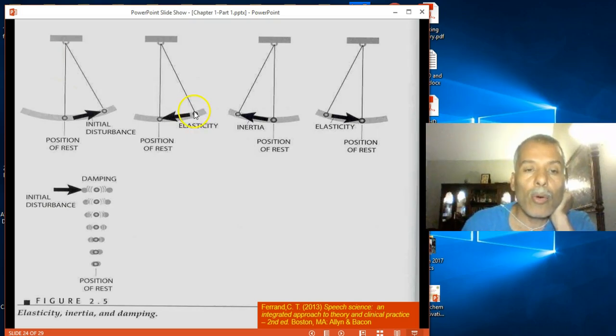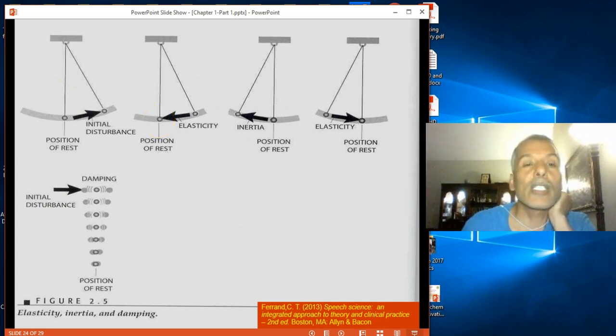As we let go, now the object is going to start moving to rest. What happens to elasticity? Will it increase or decrease? As you go back to rest, elasticity will decrease, decrease, decrease. When you reach rest, it is at 0.